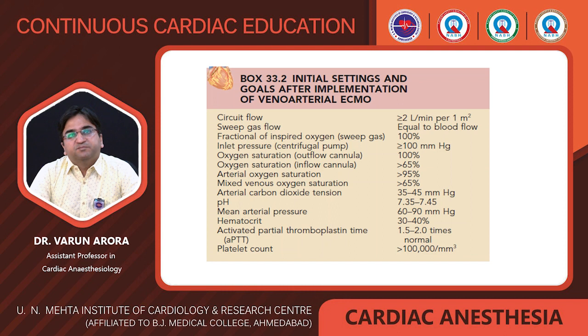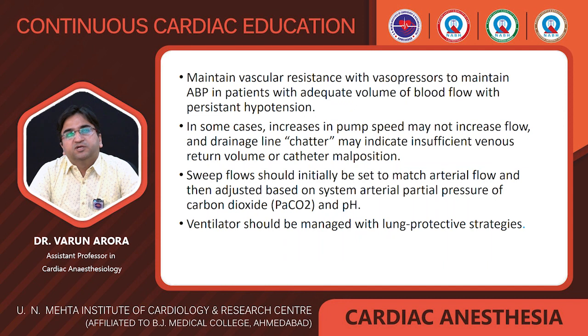than 95%, mixed venous oxygen saturation more than 65%, and PO2 35 to 45, pH of 7.35 to 7.45, mean arterial pressure of 60 to 90 mm mercury, and maintain the hematocrit in the range of 30 to 40%, and achieve the APTT of 1.5 to 2 times the normal, and platelet count of more than 1 lakh per millimeter cube. So these are targets.